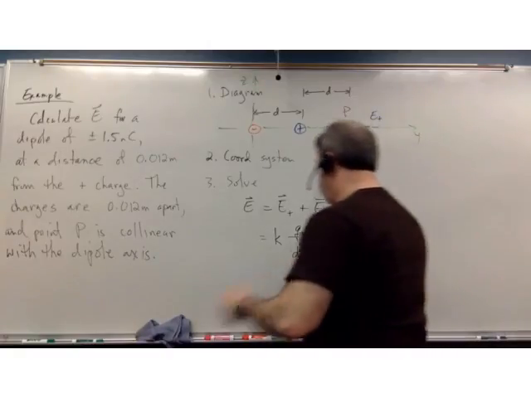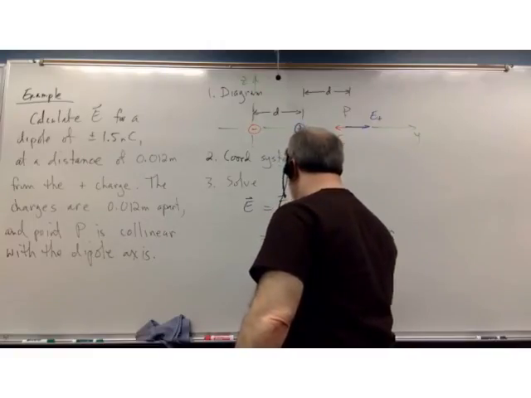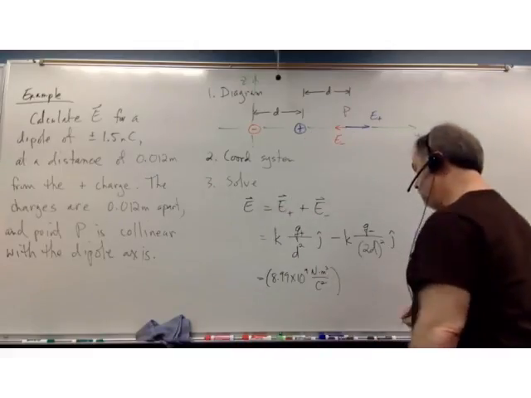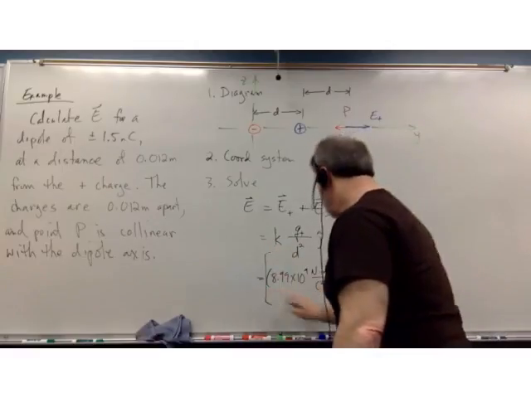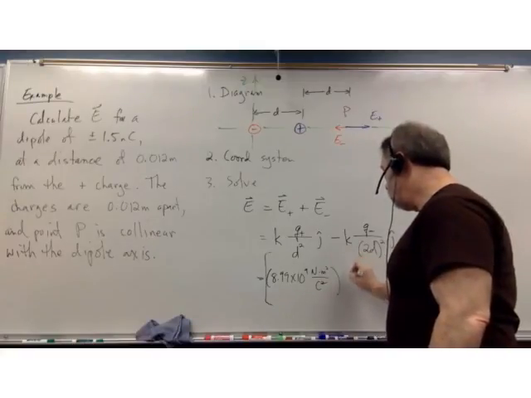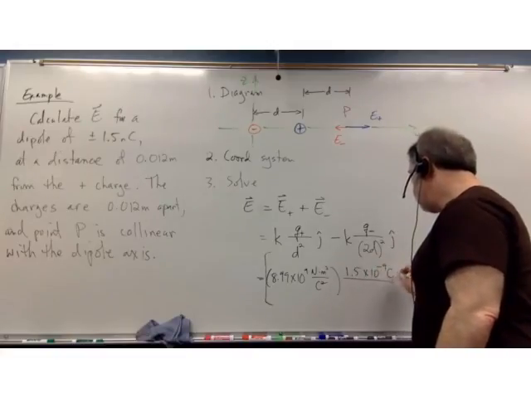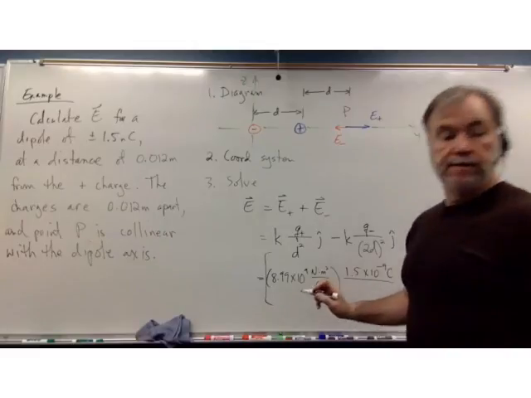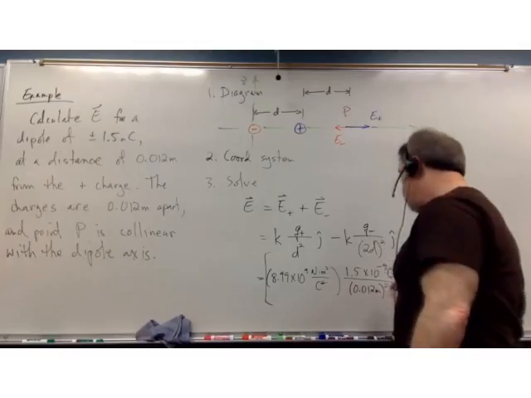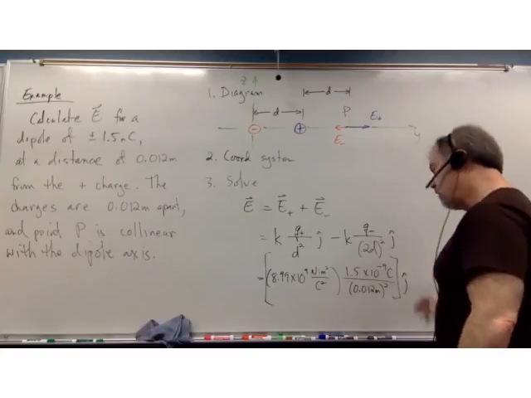So now I plug things in. K again is 8.99 times 10 to the 9th newton meters squared over coulomb squared. Q positive is 1.5 times 10 to the, say it's nanocoulombs, so 10 to the minus 9th coulombs. D is, what did I say, 0.012 meters, squared. Okay, and that's in the j hat direction.